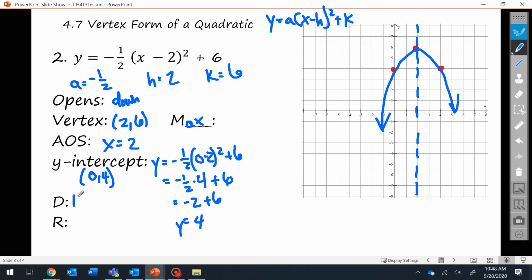Our domain, of course, is all real numbers, or negative infinity to infinity. Our range, y is less than or equal to 6, or negative infinity to 6. Good. We have everything we need from there.